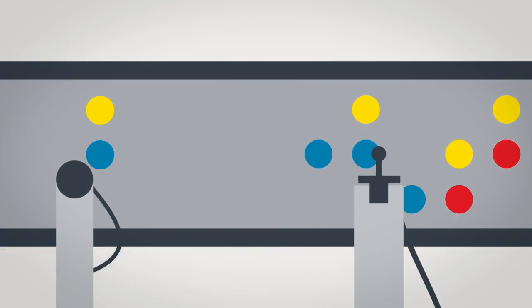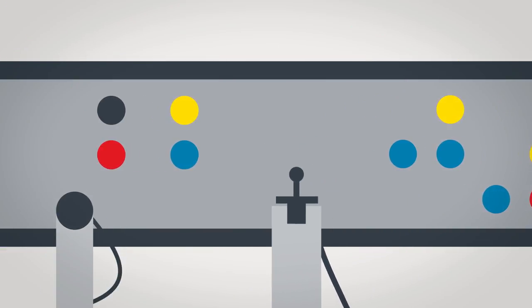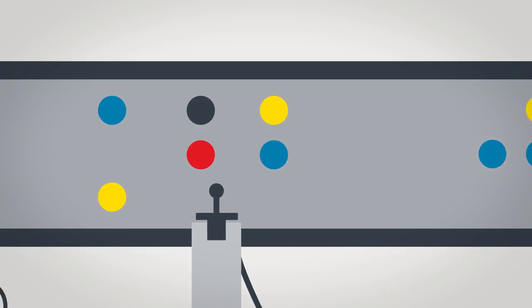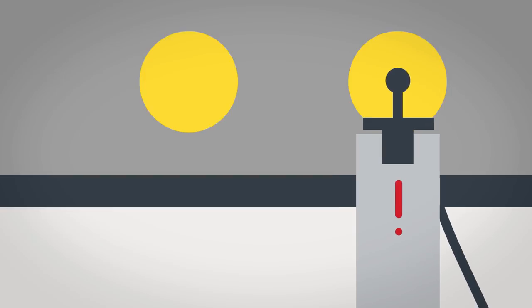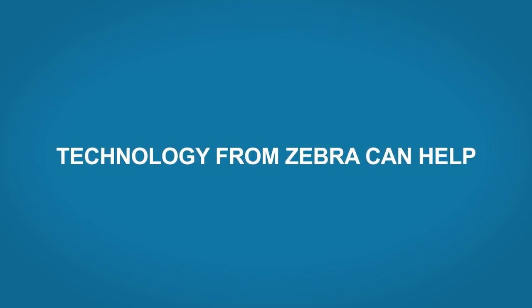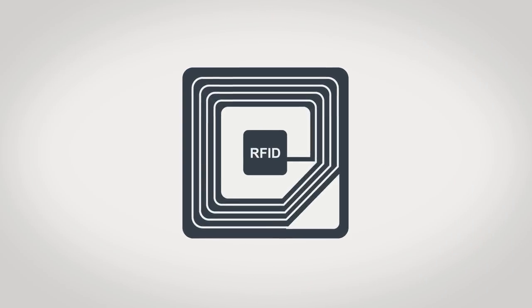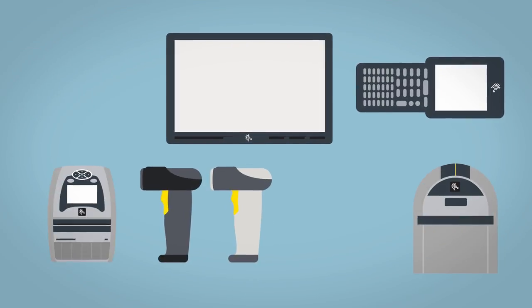A manufacturing line is a complex dance of parts, materials, people, machines, and processes. All must move perfectly to the second. Any glitch, from a late delivery to a slow machine, breaks the flow and causes delays. But technology can help. Wi-Fi networks, RFID and barcode labels, together with mobile computers, scanners and printers, can help you see everything, everywhere, in real time.